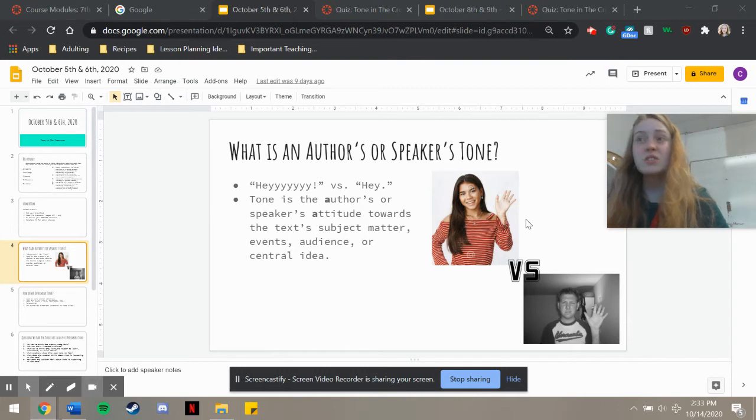So we can understand tone in person very easily based off of how a person says something. If they say hi, or if they say hey, it's easy to understand their emotions. It's a little bit harder to understand when it's written out. So we're going to be talking about something called tone, which is the author's or speaker's attitude towards a text, like a poem or a story's subject matter, events, audience, or central idea. So just like a person speaks out loud with a certain tone, people also write with a certain tone, and we're going to be talking about that today.